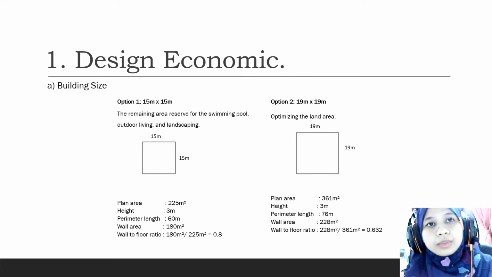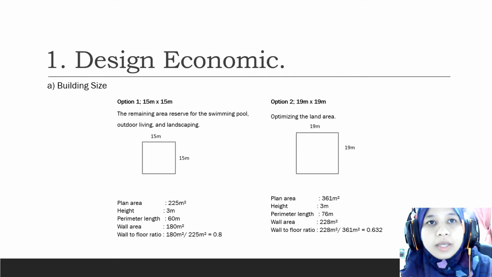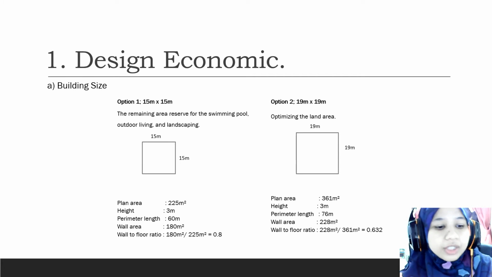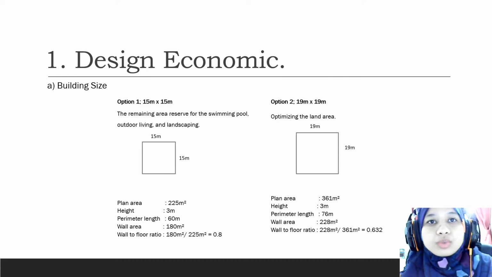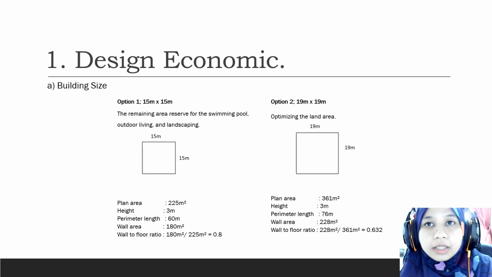The first aspect to gain value for money of the project is design economy, and the client will be advised on building size. We give 2 options. Option 1 is 15 meters times 15 meters, which gives a planned area of 225 meters square over 400 meters square, so the remaining area is reserved for the swimming pool, outdoor spaces, landscaping work, and external work. Option 2 is 19 meters times 19 meters, where we are optimizing the land area. We get a planned area of 361 meters square over 400 meters square.